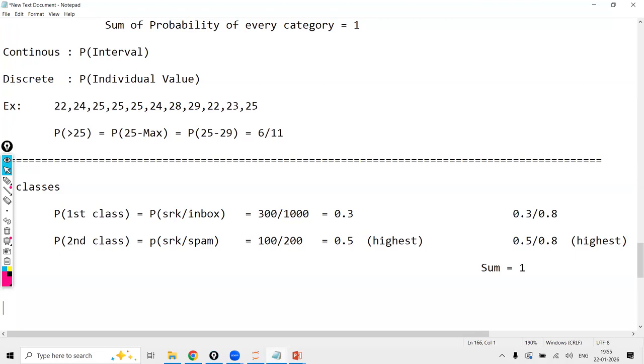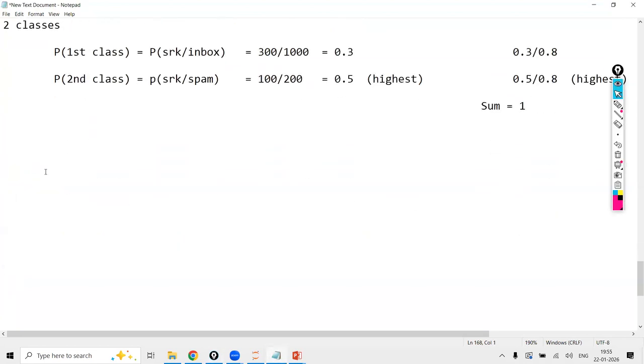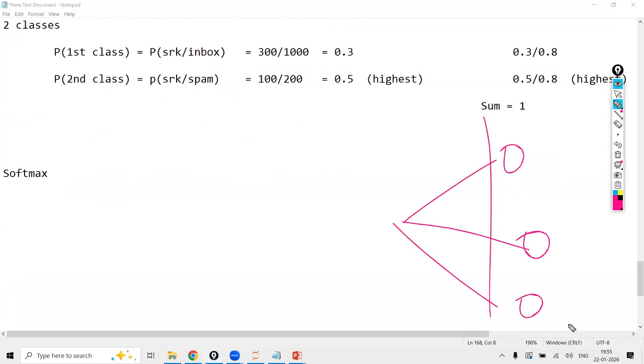If you remember the softmax activation function, can anyone remember what softmax is? For example, if you have 3 classes in the output layer, and I apply softmax as the activation function to this output layer, how is it going to work, guys? Anyone? How will softmax work? Can anyone remember the activation function of softmax?